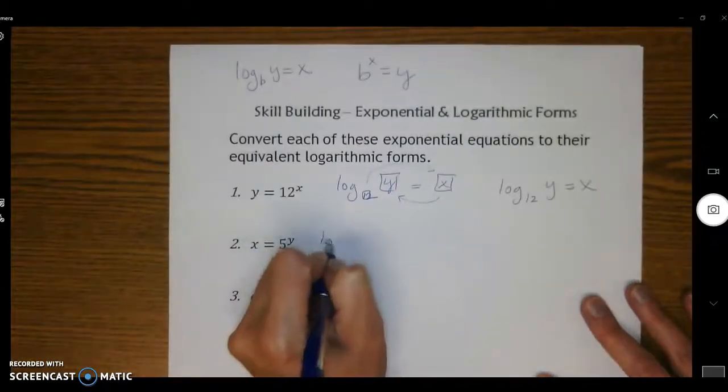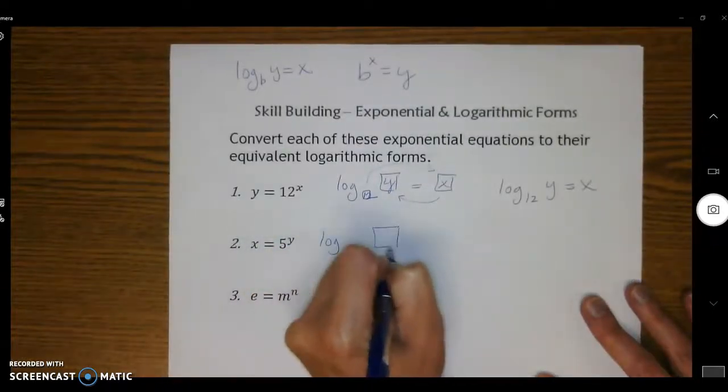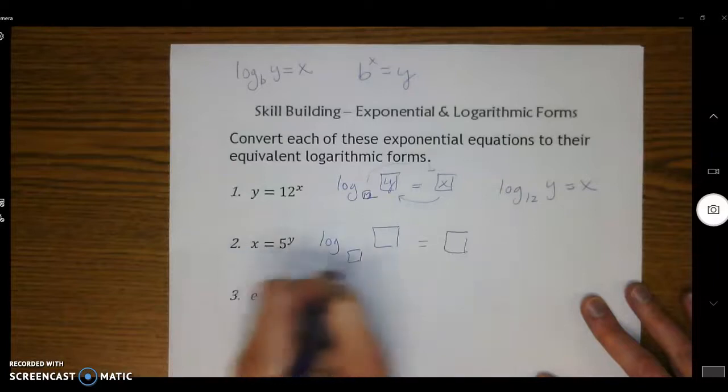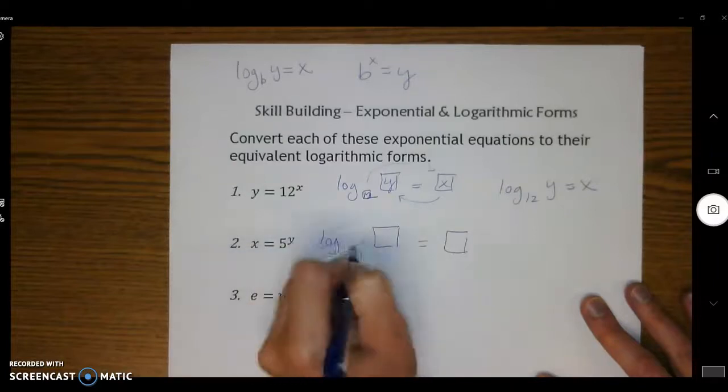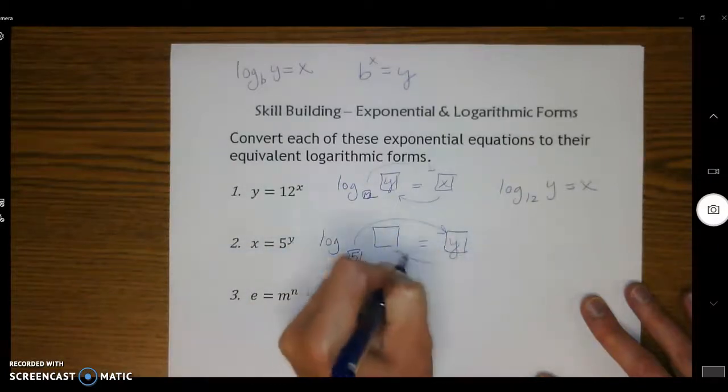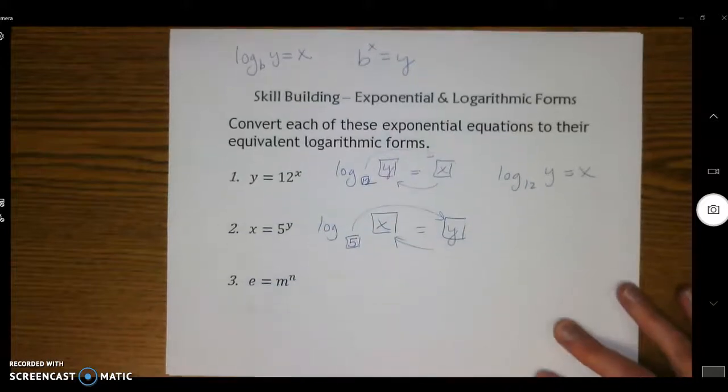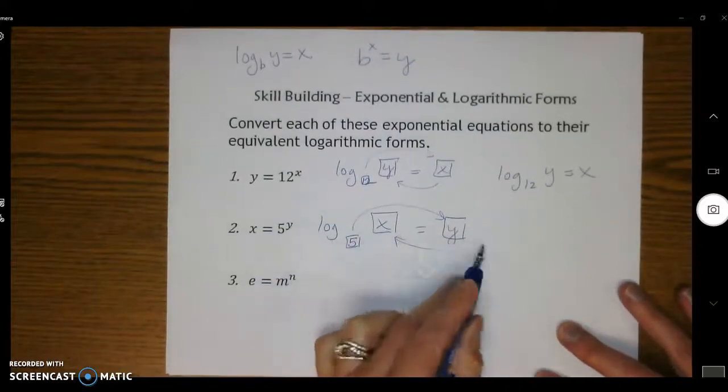Let's do another one. Log, I'll make my boxes a little bigger this time. 5 is my base. 5 to the y. 5 to the y equals x. So log base 5 of x equals y.